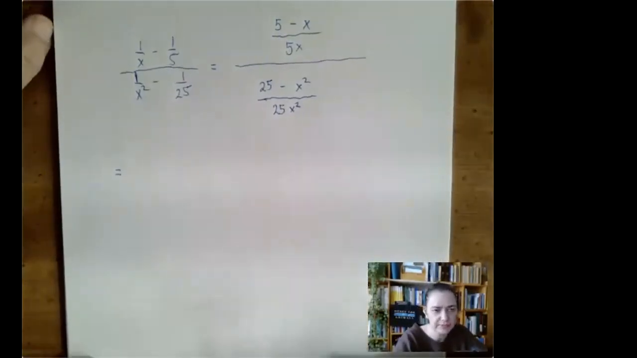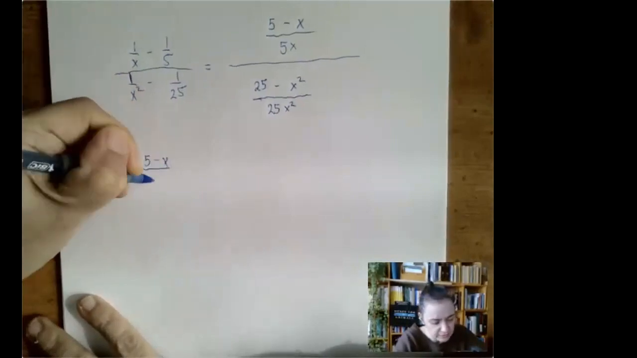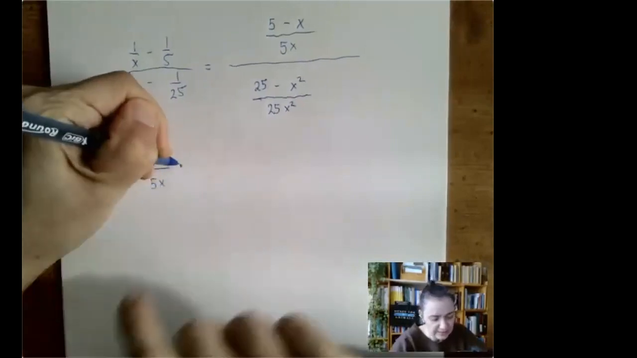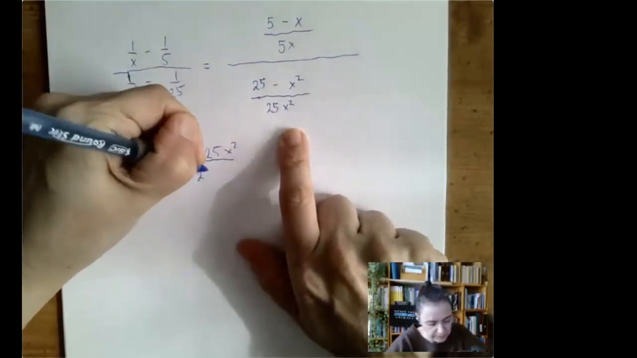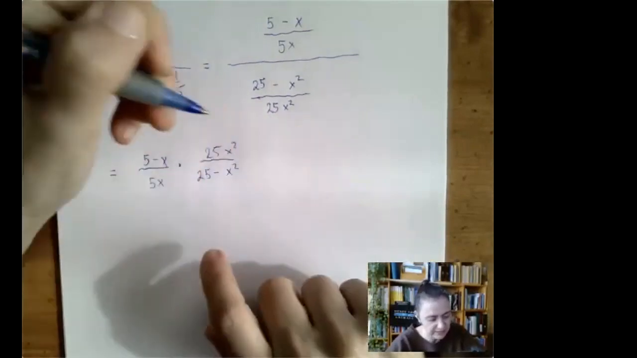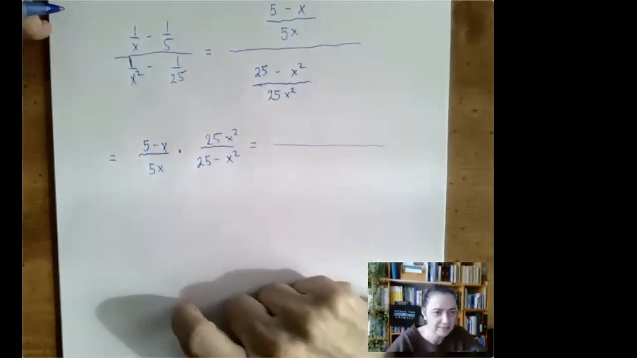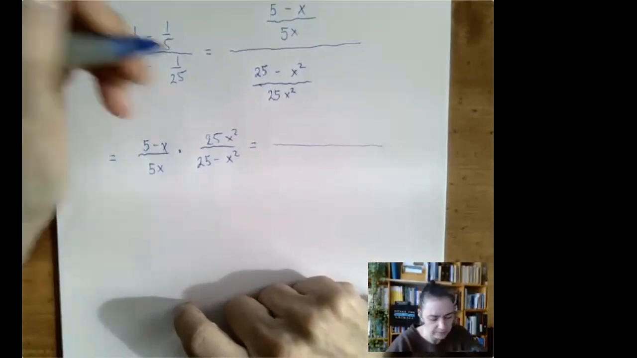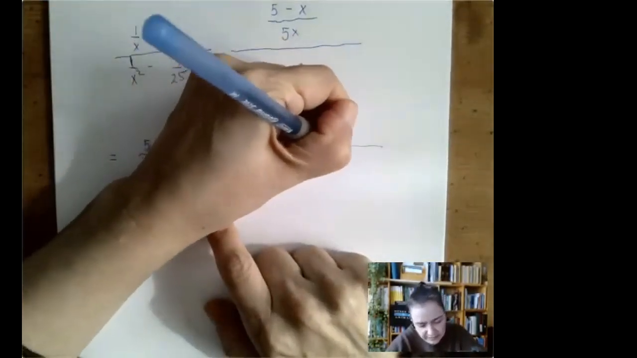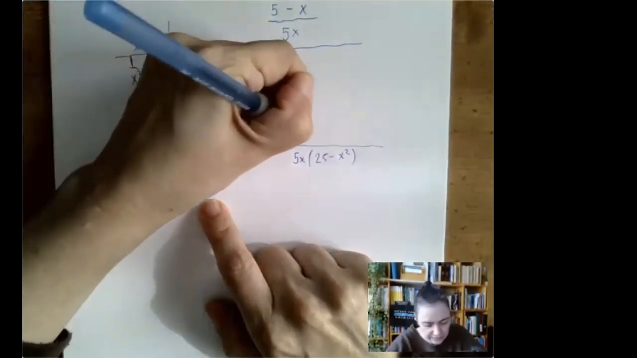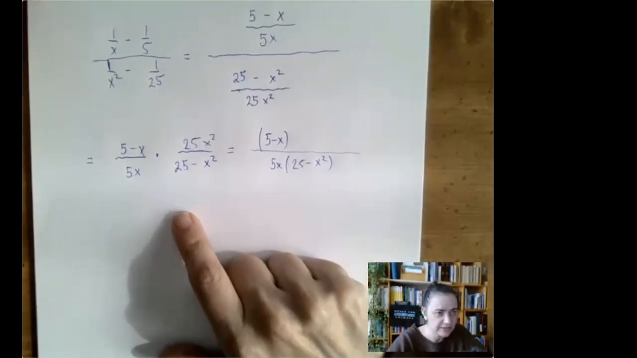To divide is to multiply by the reciprocal. So we're going to say 5 minus x over 5x times 25x squared over 25 minus x squared. And the way we multiply fractions is we multiply top by top, bottom by bottom. So we have 5x times 25 minus x squared, and 5 minus x times 25x squared.